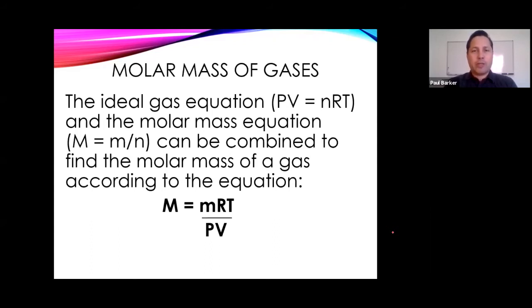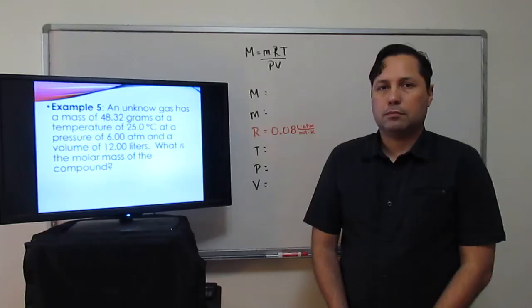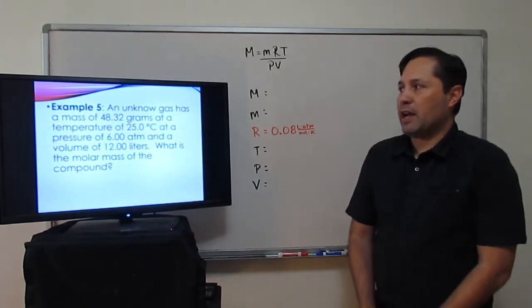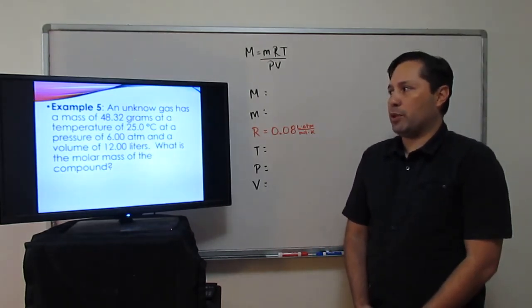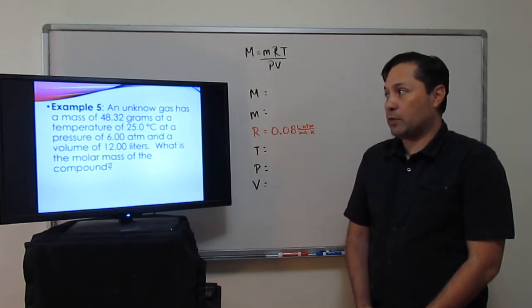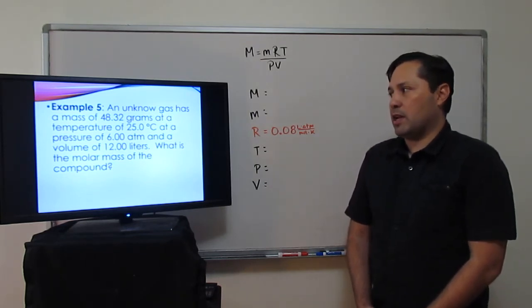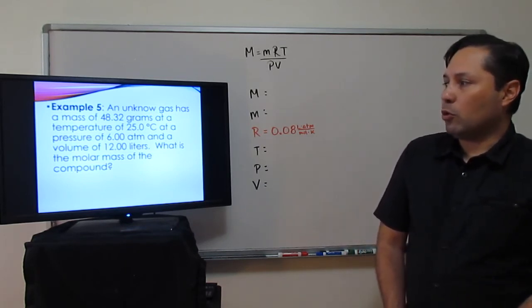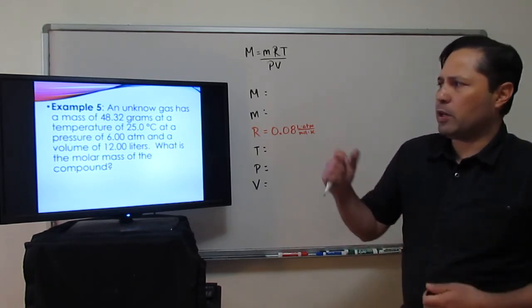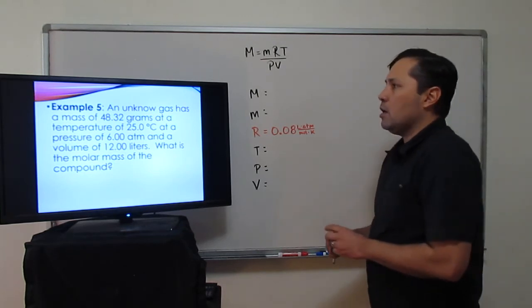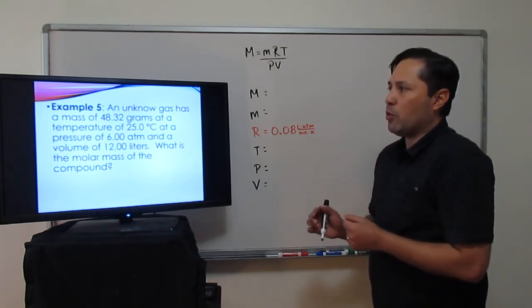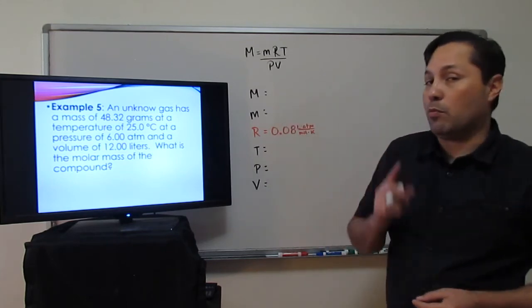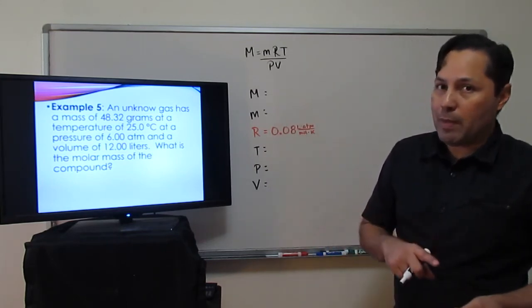Let's take a look at some examples. In example 5, we asked the following question. It says, an unknown gas has a mass of 48.32 grams at a temperature of 25 degrees Celsius and a pressure of 6 atm and a volume of 12 liters. What is the molar mass of the compound? So let's write down all the information that we got. First of all, the 48.32 grams, that's the mass, that's the lowercase m. The uppercase M is for the molar mass, different from the mass.